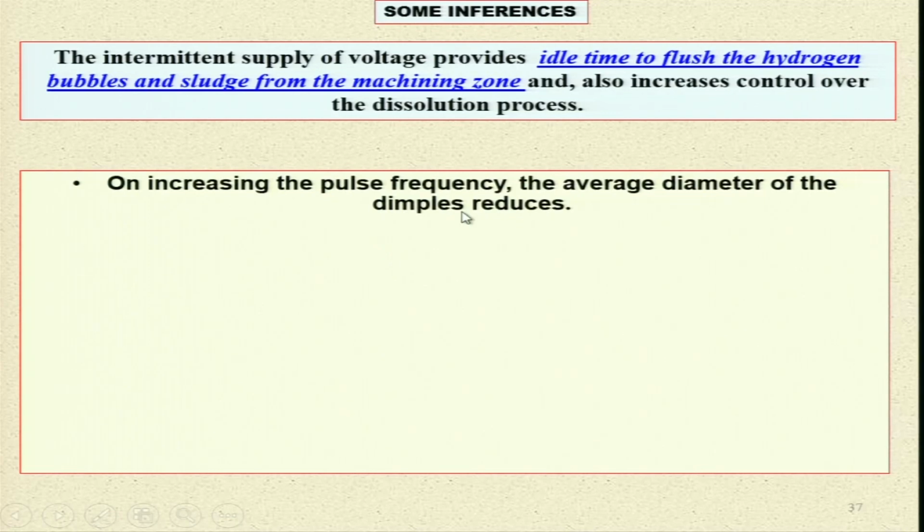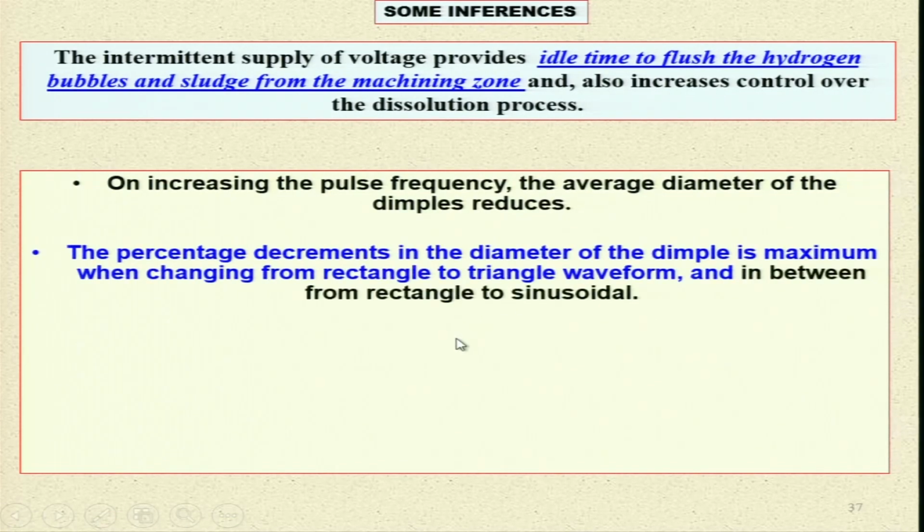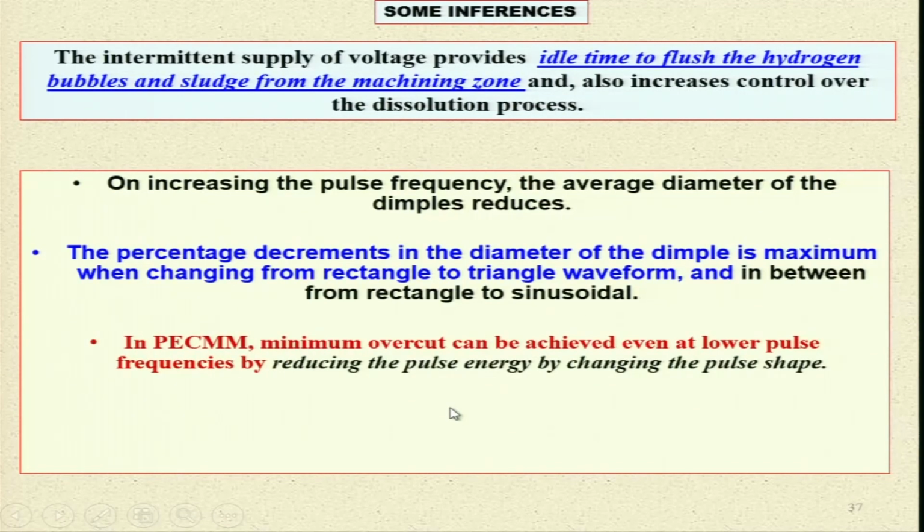On increasing the pulse frequency, the average diameter of the dimple reduces, that we have seen earlier also. The percentage decrement in the diameter of the dimple is maximum when changing from rectangle to triangle waveform, and in between from rectangle to sinusoidal. In pulse electrochemical micromachining, minimum overcut can be achieved even at lower pulse frequencies by reducing the pulse energy by changing the pulse shape.